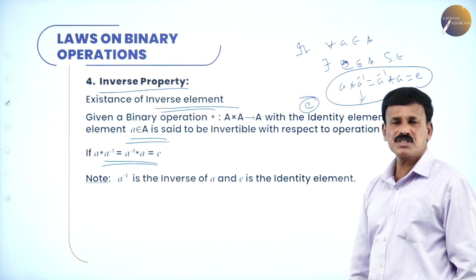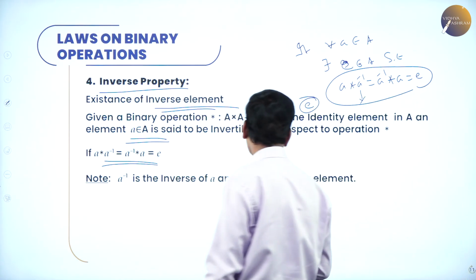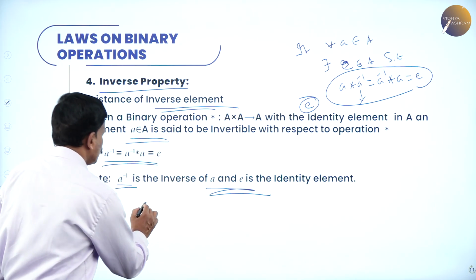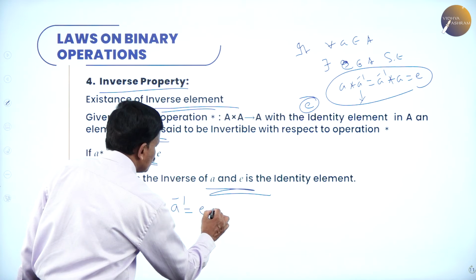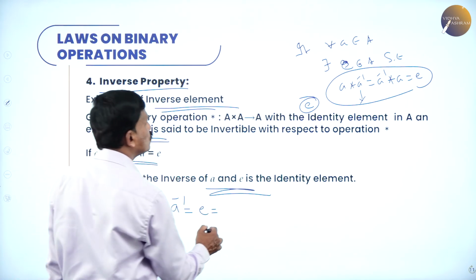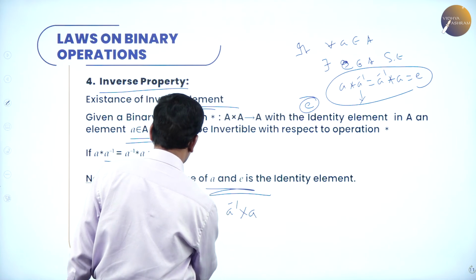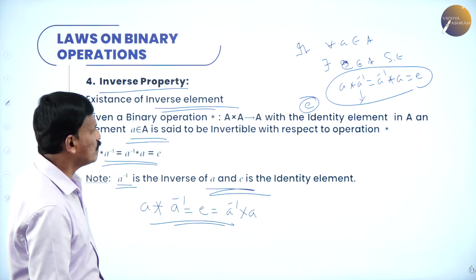A star A inverse is equal to A inverse star A is equal to E, which means E is called the identity element, and the inverse of A is denoted as A inverse. A star A inverse is equal to E, that is also equal to A inverse star A. If A star A inverse is equal to E, then E is called the identity element.